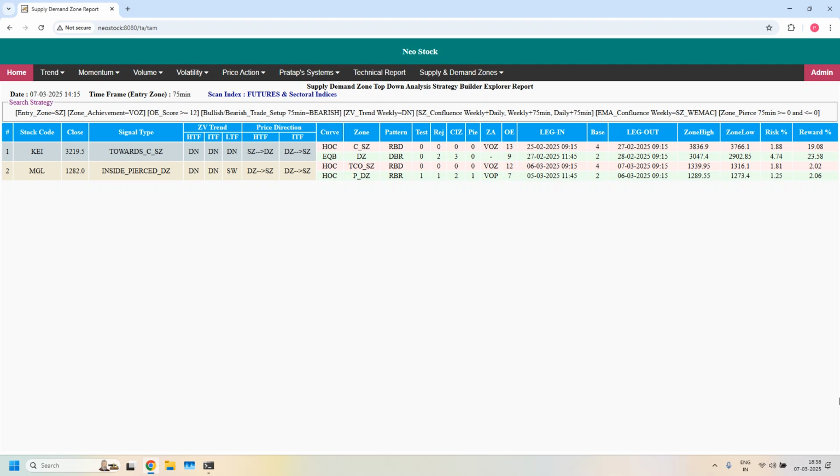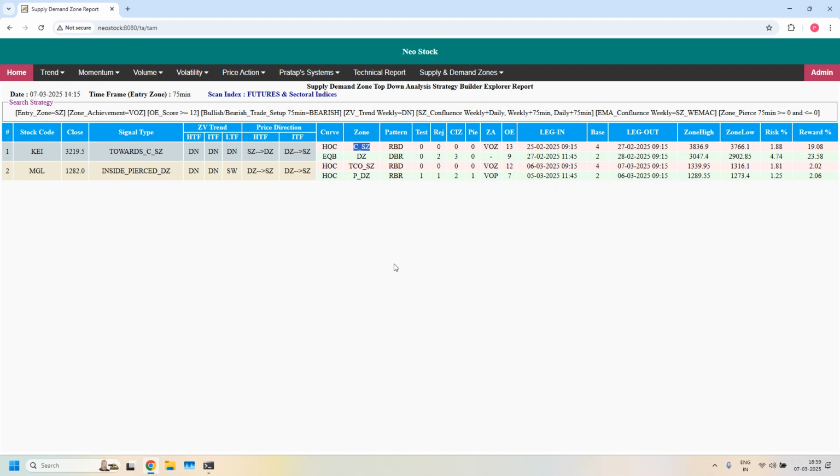Now the list has come down to 2 stocks. See, now in both the stocks HTF trend is downtrend. Why are we looking at HTF? Because 75 minutes and daily are part of the weekly. That's why we are checking weekly trend downtrend for bearish trade setup. So these two 75-minute supply zones have high probability to get success. Okay, this is the bearish trade setup for weekly income trade.